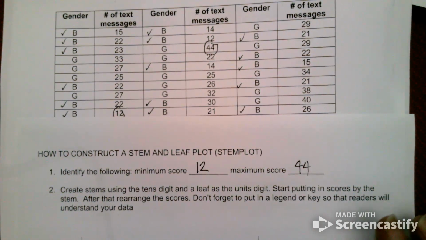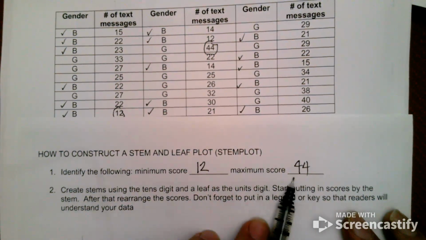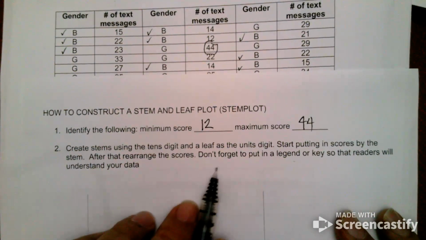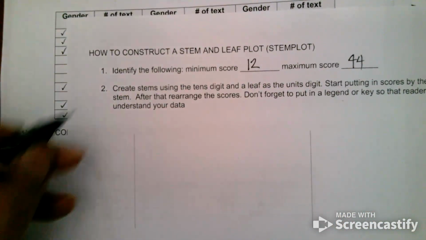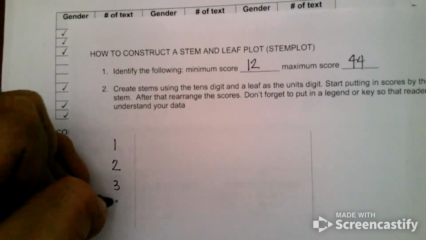Since the lowest is 12, so 10, and then the highest is 44. So there should be 4 stems. So I'm going to put it right here. So that's going to be 1, 2, 3, and then what?